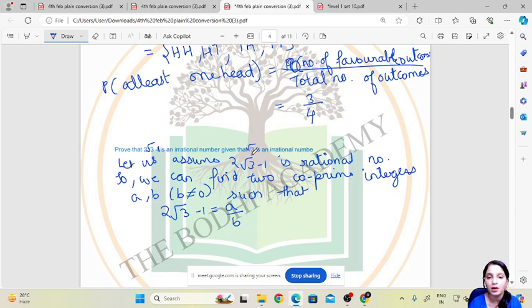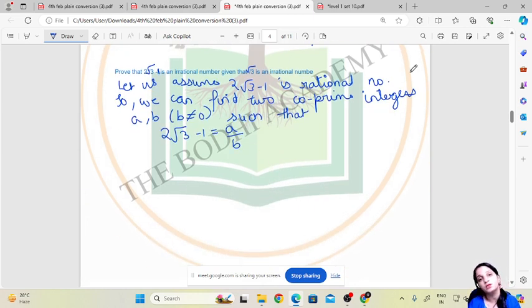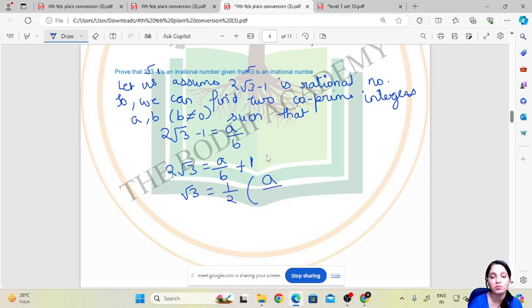Co-prime numbers are the ones whose common factor is 1. So we write this equal to a upon b, because we have assumed that this is a rational number, and b is not equal to 0, otherwise it won't be a rational number. Then 2 root 3 equal to a upon b plus 1. Now root 3 is equal to a upon b plus 1, all over 2. Now we got root 3 is a rational number.